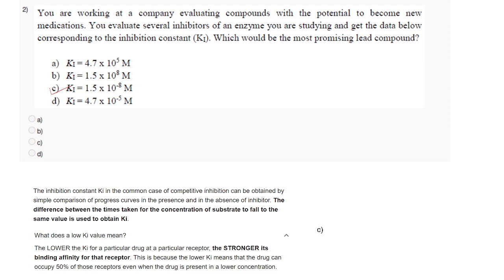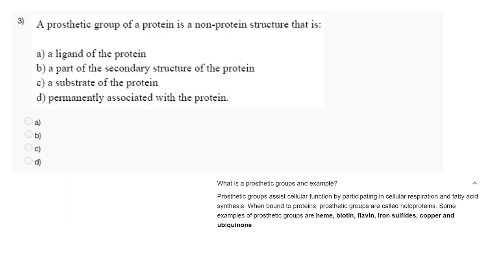In this case, the Ki is 1.5 x 10^-8 molar, which is the lowest value. So option C is correct, and compound C will be the lead compound. Okay, next question.